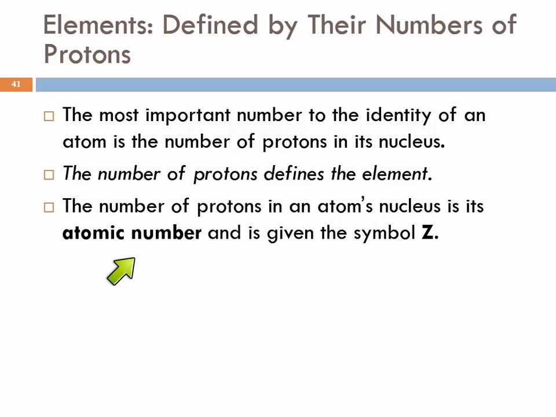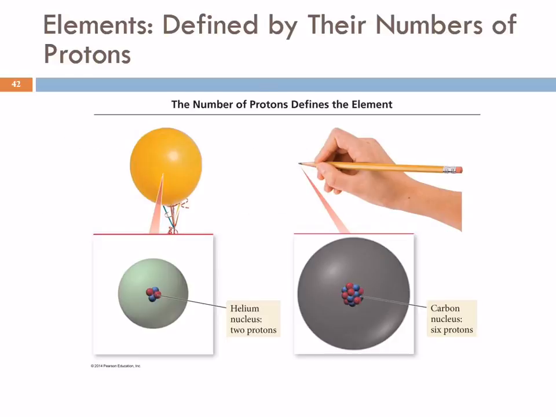The atomic number is the number of protons, and is given the symbol Z. I think it should be A, but they didn't consult me, and they're calling it Z, so we have to go with that. So here we have a helium balloon. In the helium nucleus, there are 2 protons. Every helium atom has 2 protons in its nucleus.